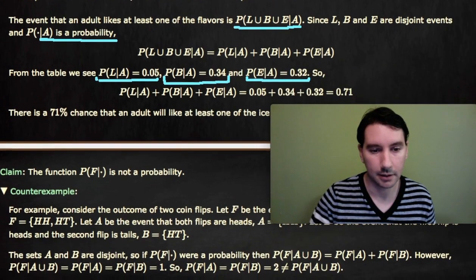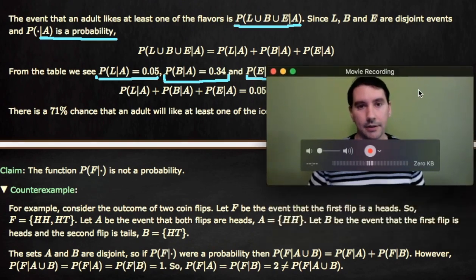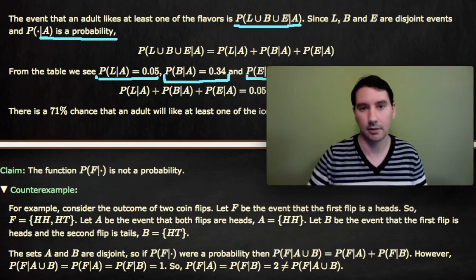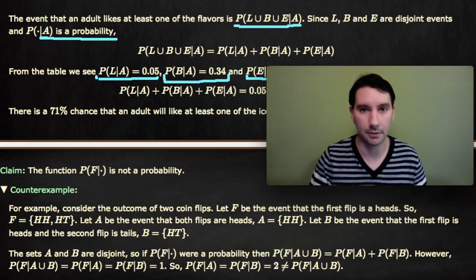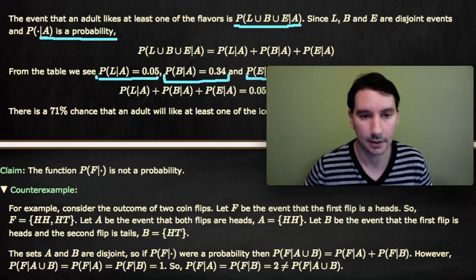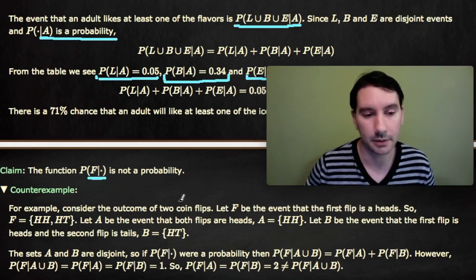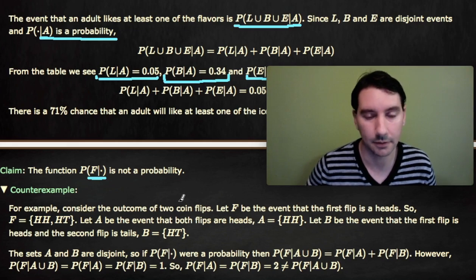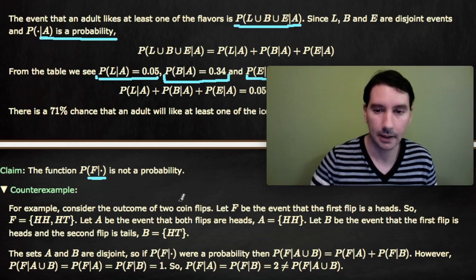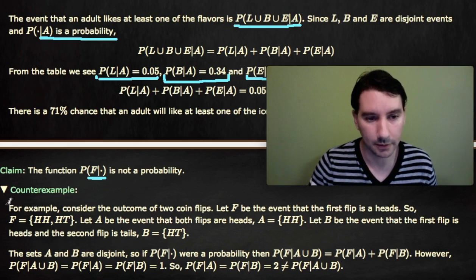So that was our lesson on the fact that whenever we condition on an event and the event is fixed, it can be treated as a probability. But it's not the case if the left-hand side is fixed. So you can't take the probability of F given different events and treat that as a probability. I mean, you can take F given different events, but it's not a probability. So let's look at a counterexample to show that you can't do this.